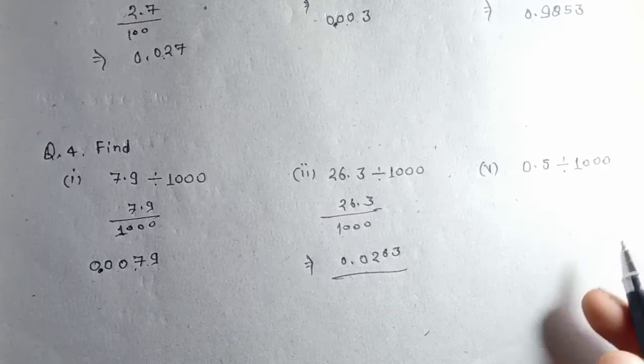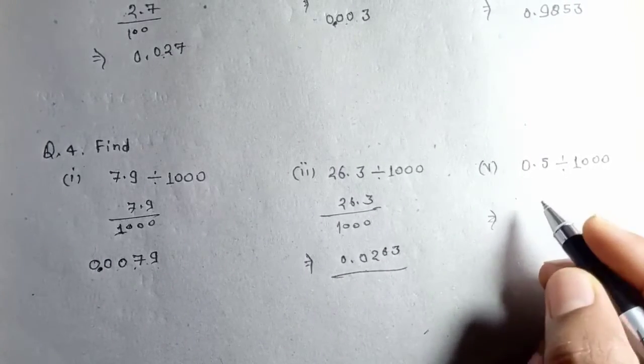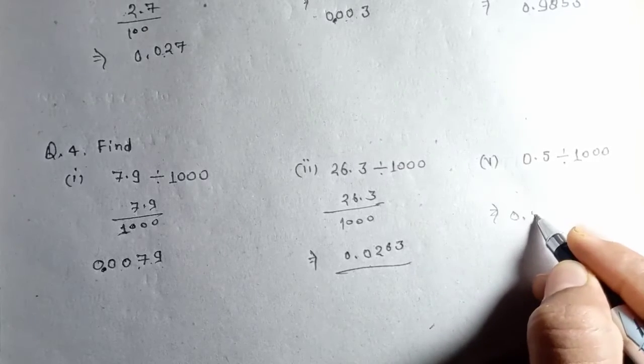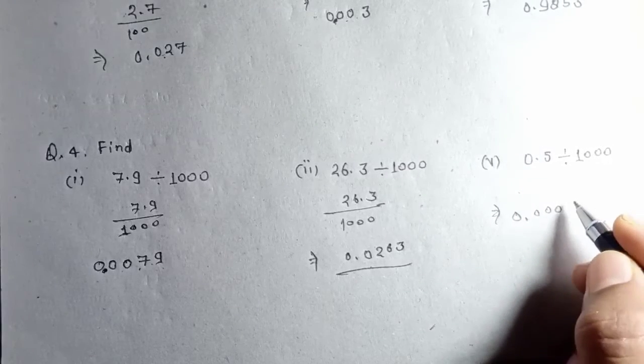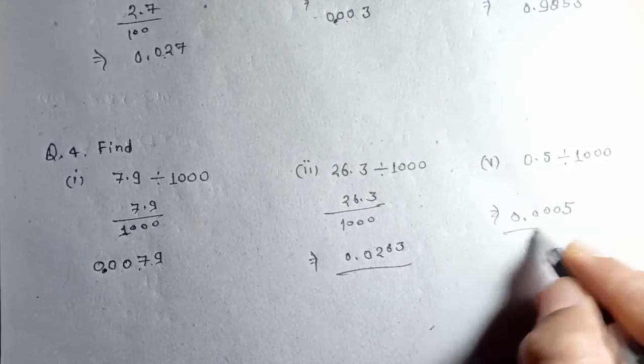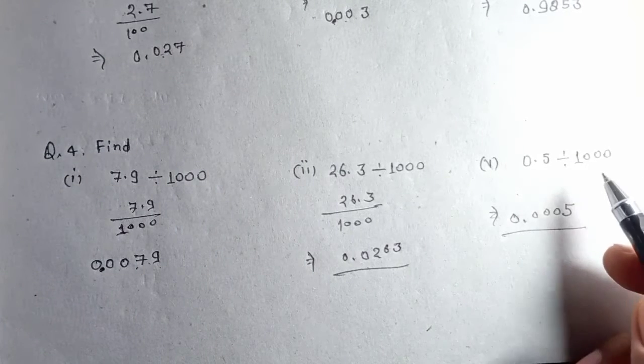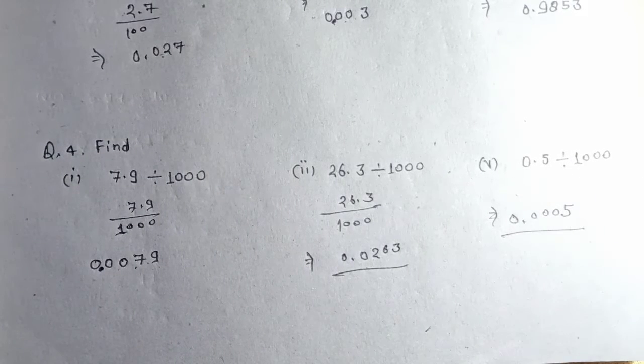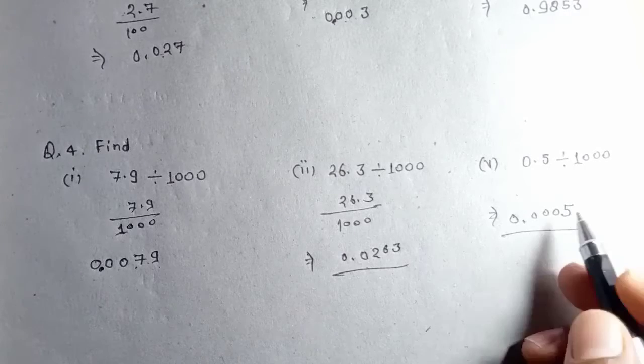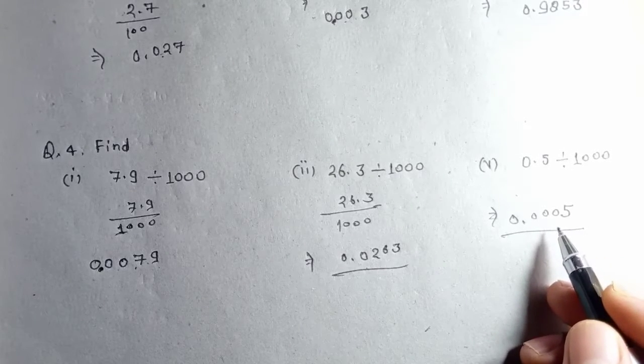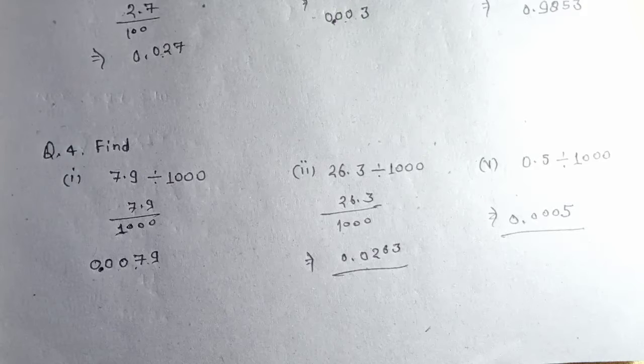0.5 is divided by 1000. This is very easy. I hope you all can do this. 0.000 then 5. This is my answer. When you divide the 0.5 by 1000, then you must understand one thing. Displace this decimal sign 3 digits left hand side, you will get your answer. So here I increase the number of 0 and I get 0.005.